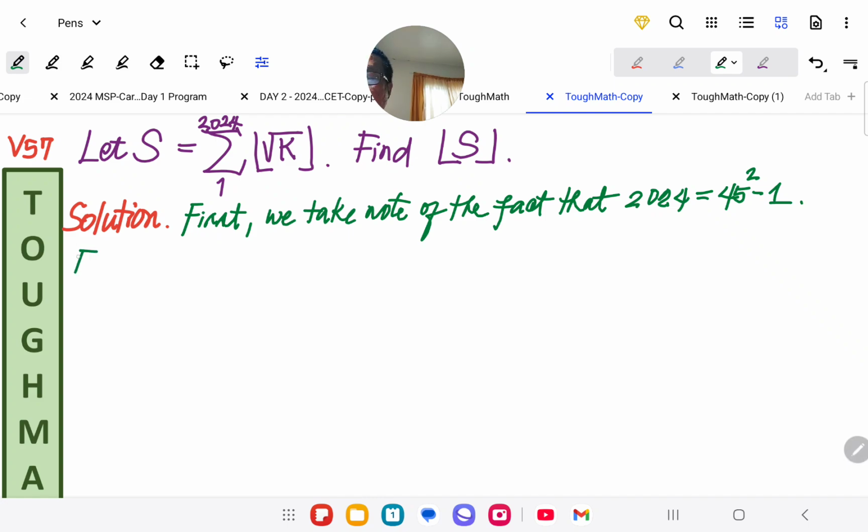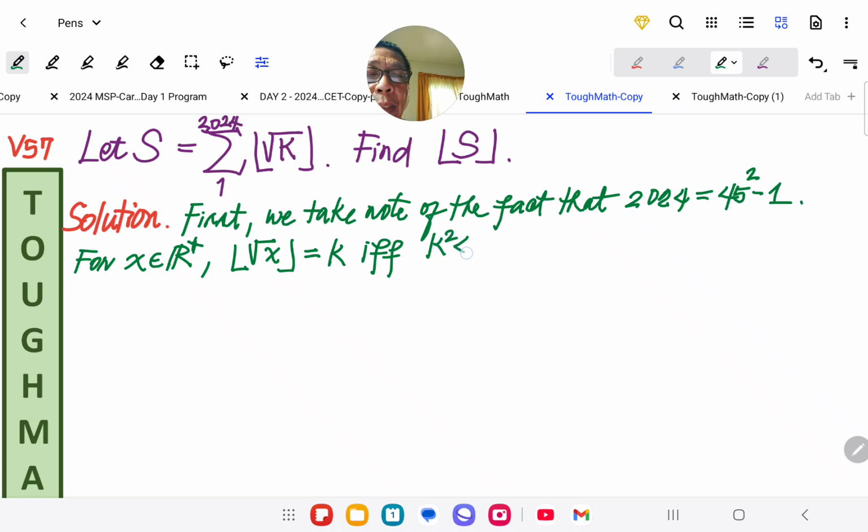And then for any positive real number x, the greatest integer value of the square root of x is equal to k if and only if k squared is less than or equal to x, but x is less than or equal to k plus 1 squared minus 1, which is equal to k squared plus 2k.